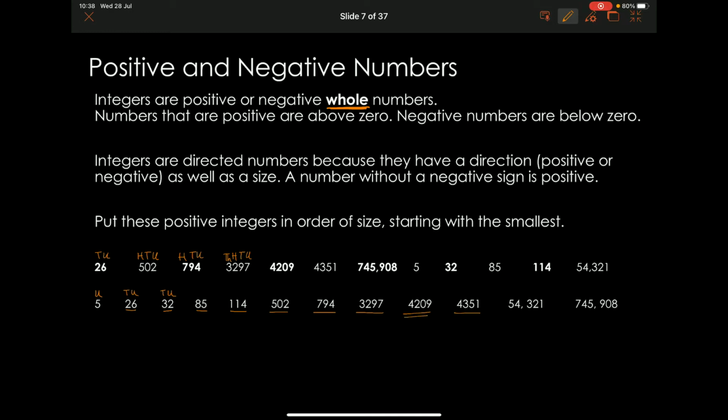4,351. I'll just draw your attention to these two numbers because they're both 4,000. But this one's 209, whereas this one's 351. So we know this is smaller than this one. I'm sure you're fine with writing numbers in order of size, but we then here have 54,321 and then 745,908. Well done if you got all those right.